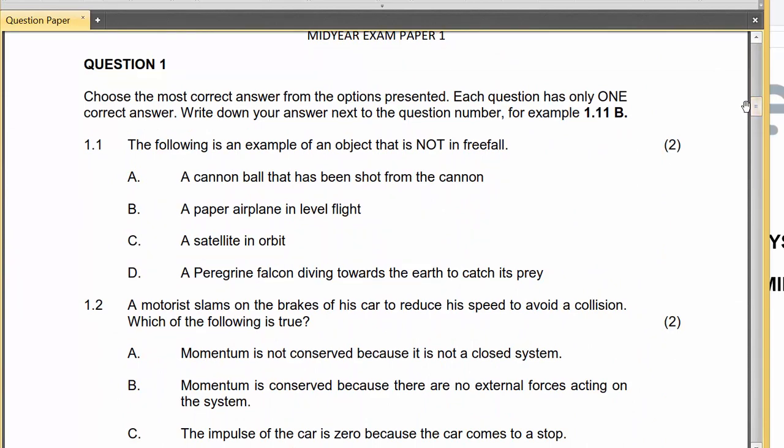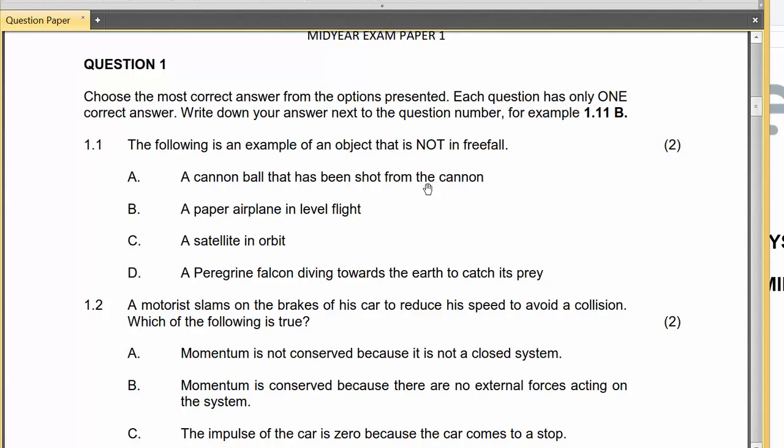First off, which of the following is not an example of an object in free fall? An object in free fall is an object that experiences only gravitational force. So which object is only experiencing gravitational force? A cannonball that's been shot from a cannon: there's no other force acting on it except that it's falling down to the ground.